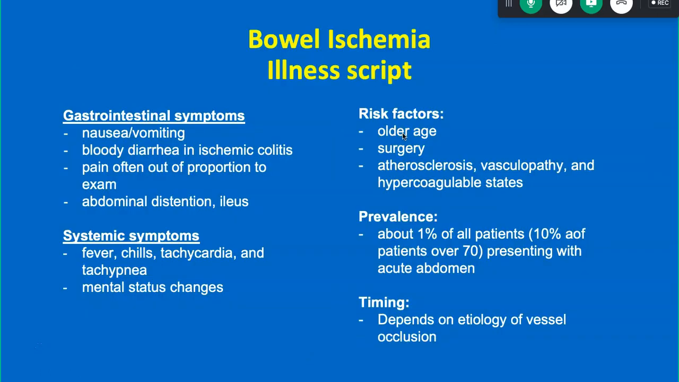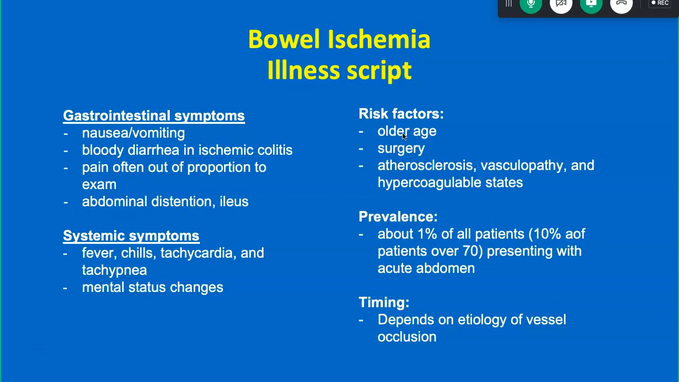So first is bowel ischemia. This can be mesenteric ischemia or ischemic colitis, where you have impaired blood flow to your bowel. And whether it's the large or the small bowel, and like many of these other conditions, you're going to see GI symptoms, including nausea and vomiting. In ischemic colitis, you're going to see oftentimes bloody diarrhea.